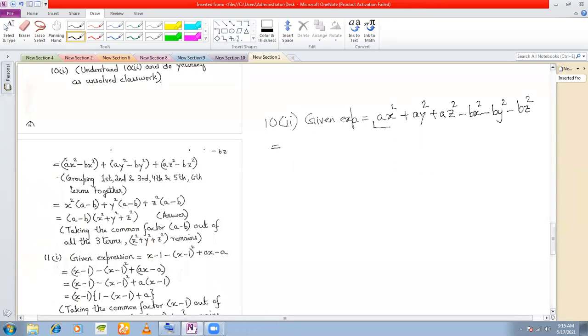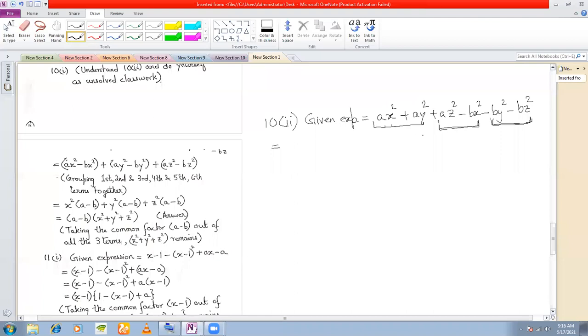Now see, if you try to group these two together, and these two together, and these two together, you will not get a common factor. Because from the first one, if you take out a, you get x square plus y square first. From the second, you cannot take anything out from az square and bx square, right? And similarly from here, you cannot take anything out. So therefore, this grouping will not work, right?